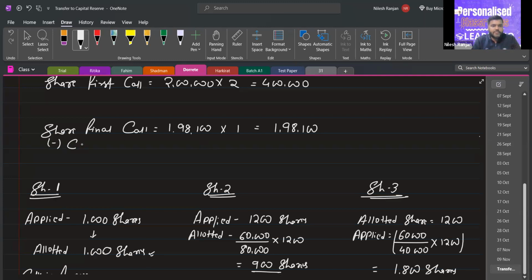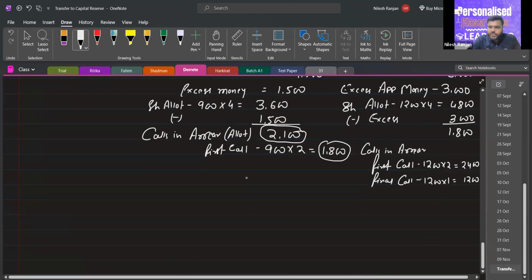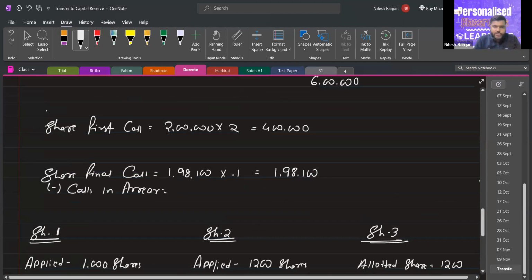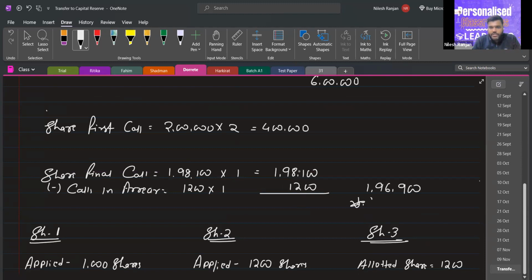Minus call scenario. On final call, the total call scenario is 1,200 because one shareholder did not pay. So 1,200 into 1, 1,200. It will be 1 lakh, sorry, 1,96,900.